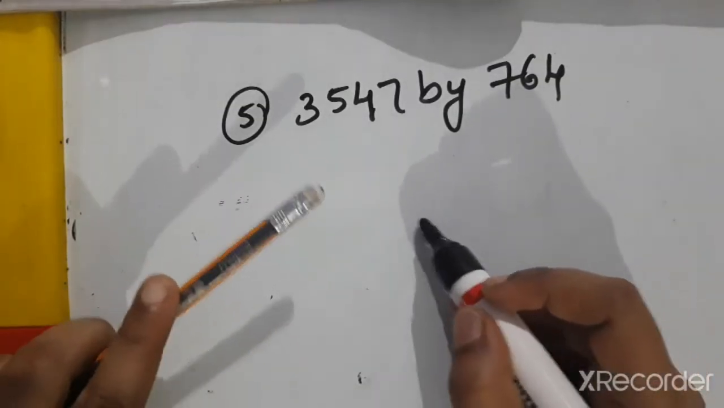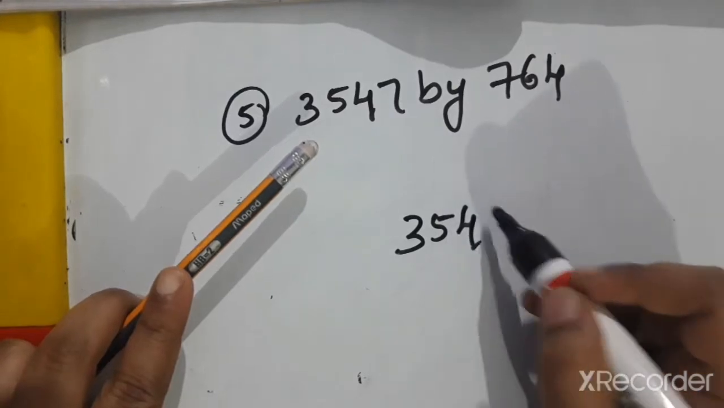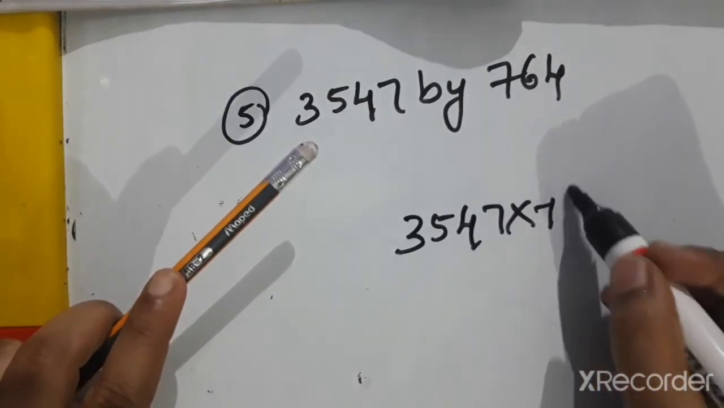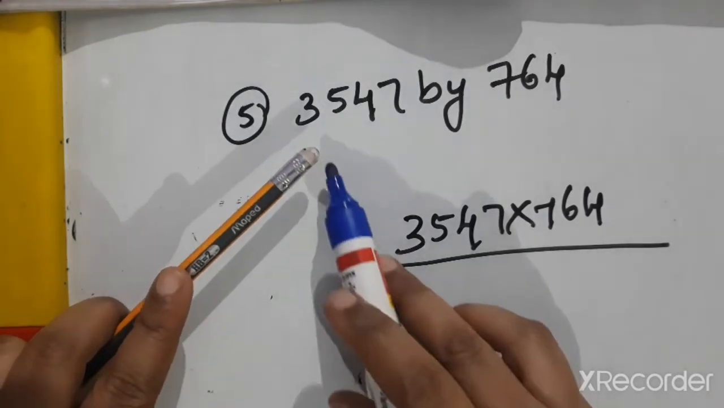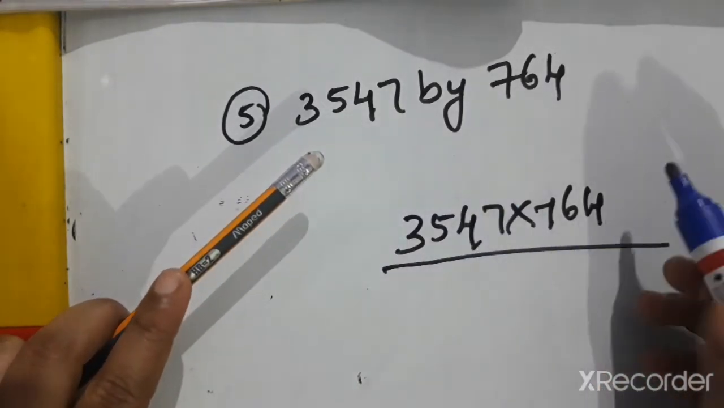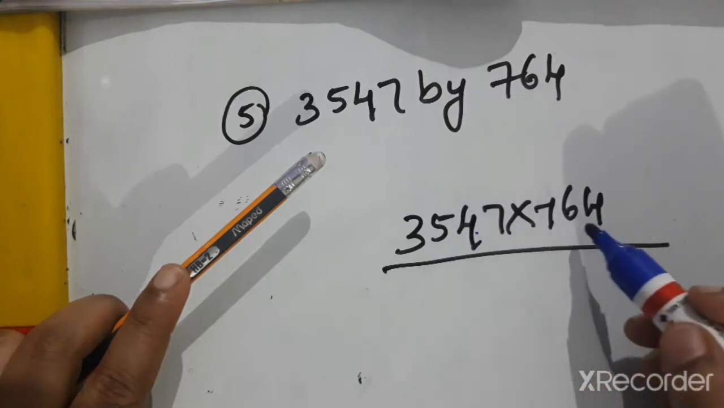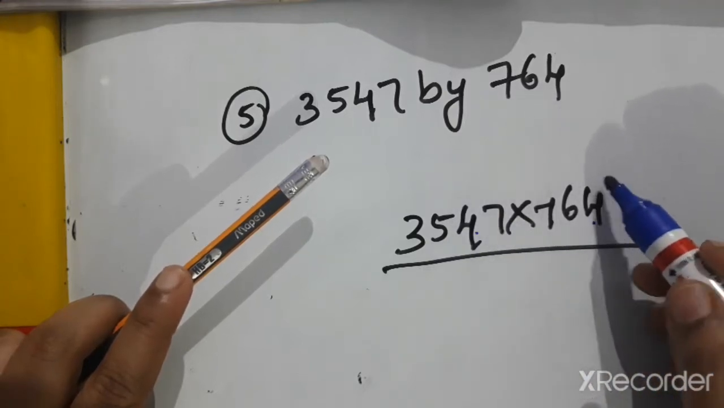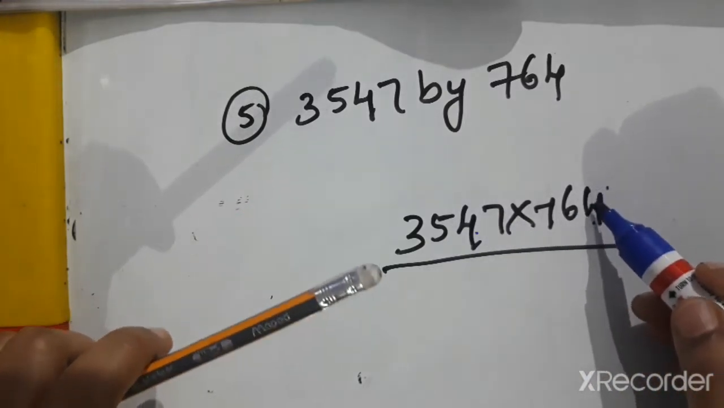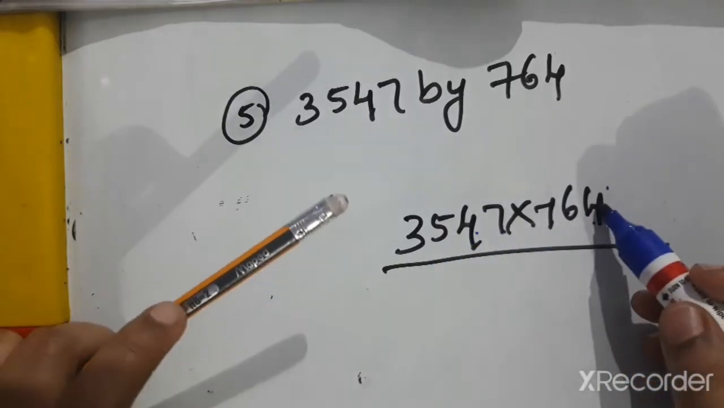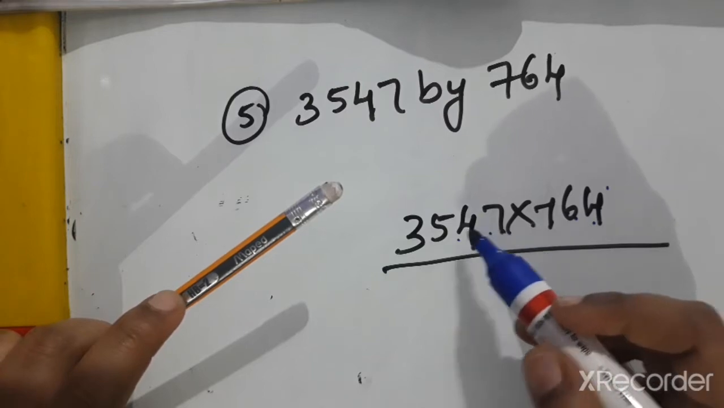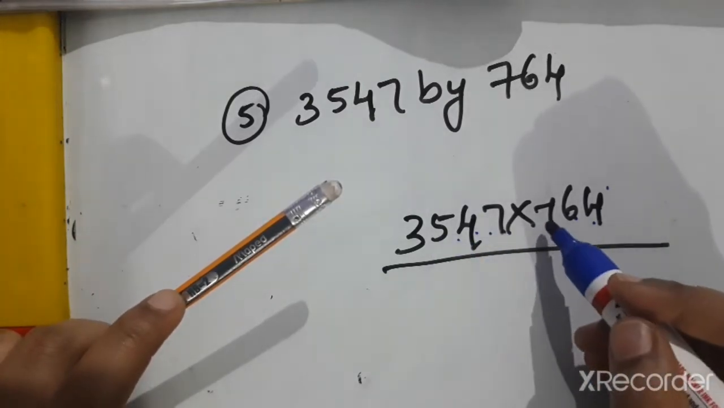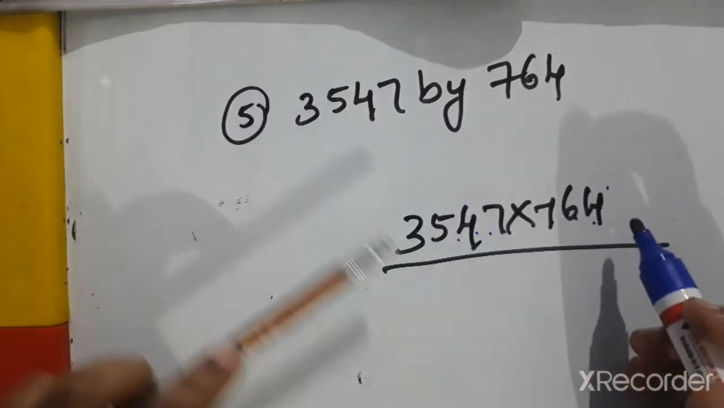Now fifth question, 3547 into 764. 3,547 into 764. This is a 4-digit number, here a 3-digit number. So in the right side number we have to multiply with each term. Okay, so 4 with 7453 and 6 with 7453 we have to multiply, and next line 7 with each number we have to multiply.